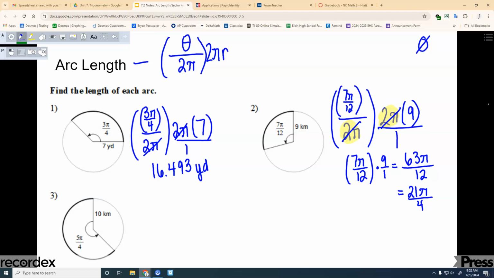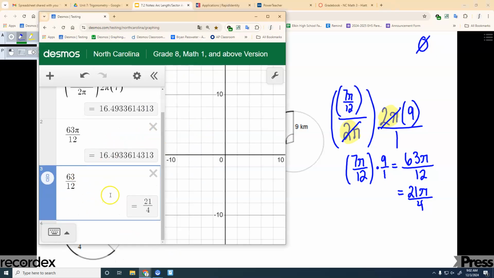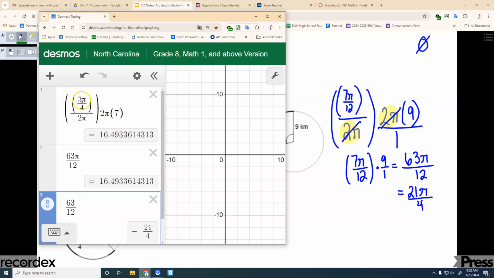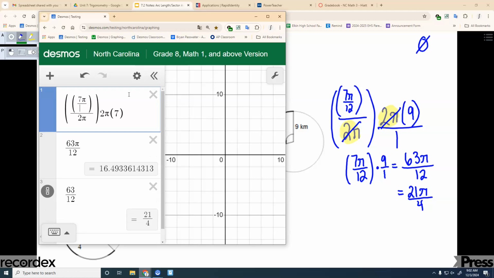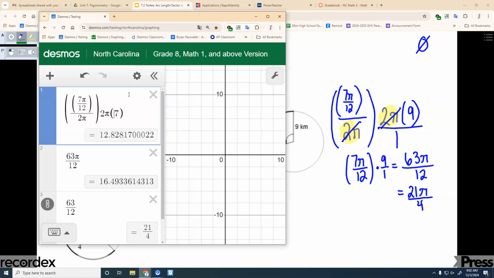Now, if it lets you do a decimal, just type it in. For that, you got 7 pi over 12 times 2 pi times 9. You can just type it in. It gives you the answer right there, 16.49336. So if it lets you do a decimal, that is perfectly fine.